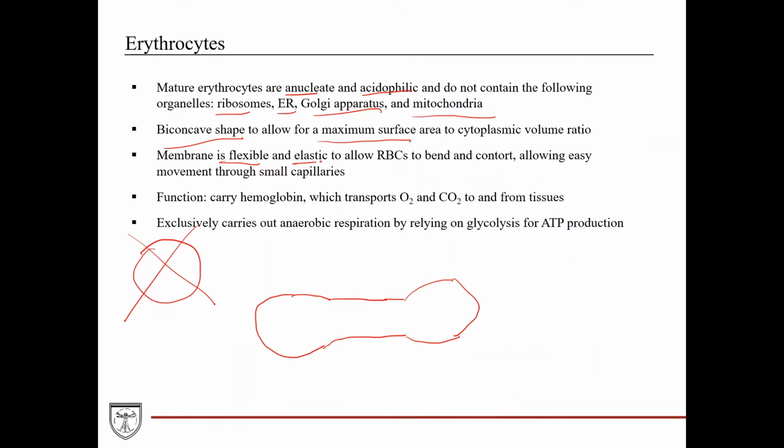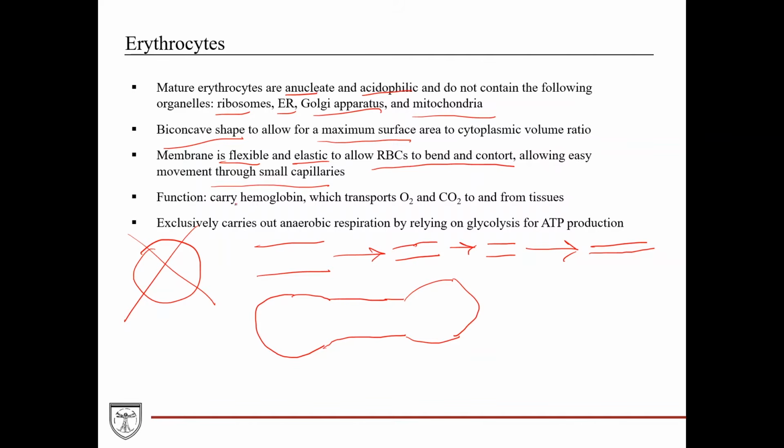It allows it to be flexible and elastic to allow red blood cells to bend and contort, allowing easy movement through capillaries. Because you have to remember, you go from large blood vessels to medium-sized blood vessels, small blood vessels, and then capillaries, which are very, very thin, about wide enough for one red blood cell to pass through at a time. And so if these can bend and squeeze through very easily, it keeps them from getting caught up in here and blocking blood flow.